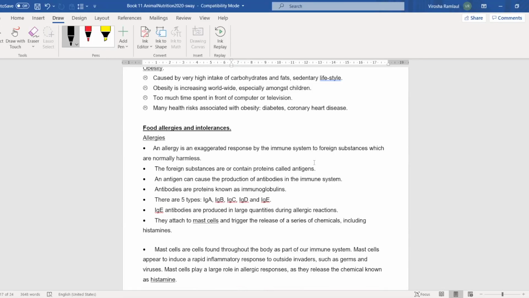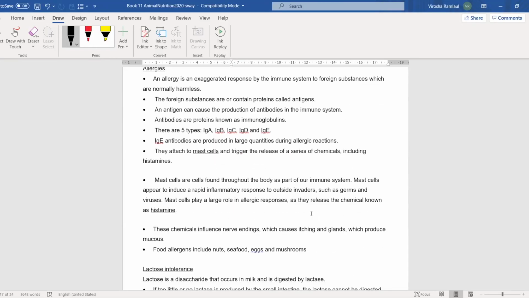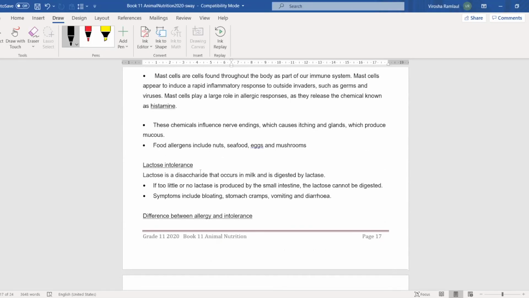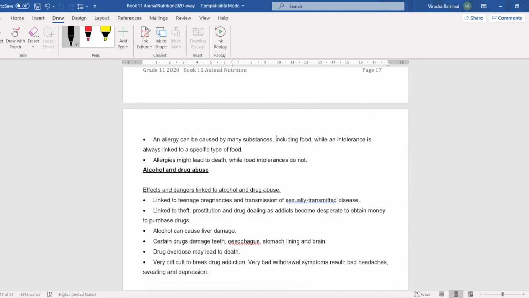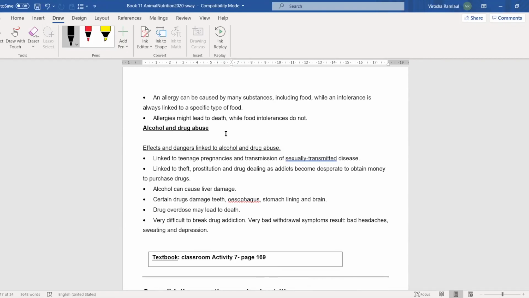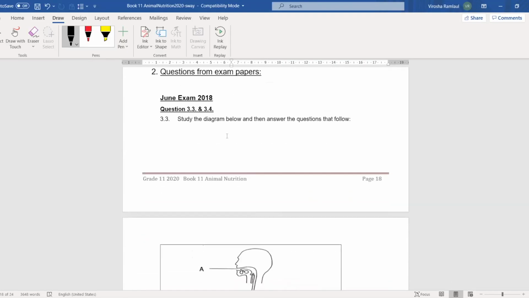Allergies is when your immune system reacts to a certain substance, and that foreign substance is the antigen, and then you will start producing antibodies, and you will also produce histamines, which can cause certain reactions, and that's why we need to take antihistamines against the reactions of the histamines. Lactose intolerant is when people cannot take the lactose in milk, and they will have bloating, stomach cramps, vomiting, and diarrhea. And then we spoke about alcohol and drugs and how it affects the digestive system.